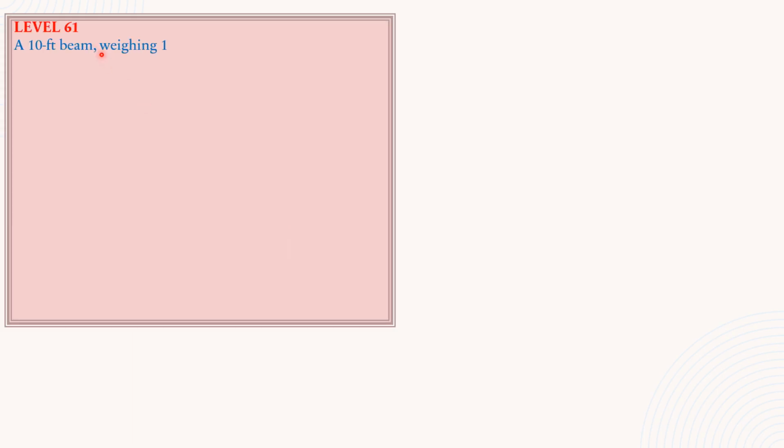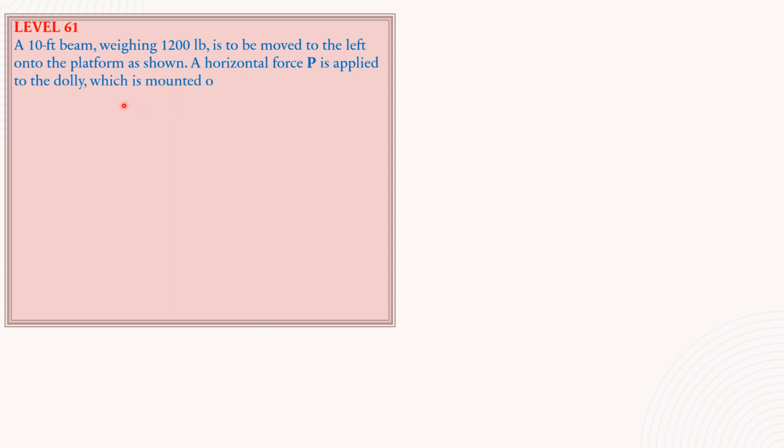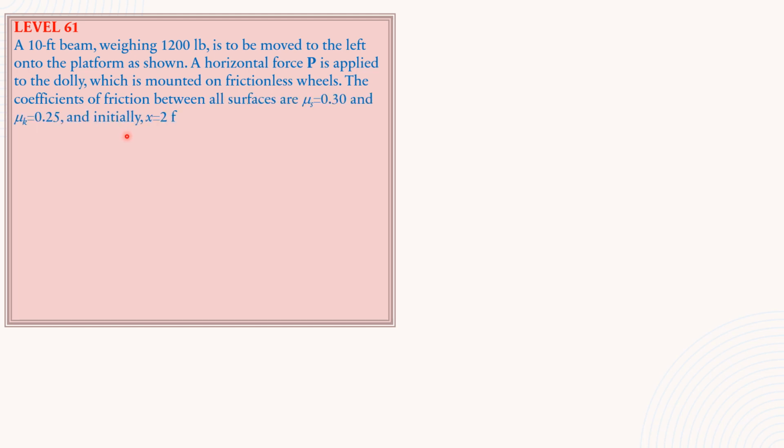Level 61. A 10-foot beam weighing 1,200 pounds is to be moved to the left onto the platform as shown. Horizontal force P is applied to the dolly, which is mounted on frictionless wheels. The coefficients of friction between all surfaces are mu sub s equals 0.3 and mu sub k equals 0.25, and initially x is 2 feet.